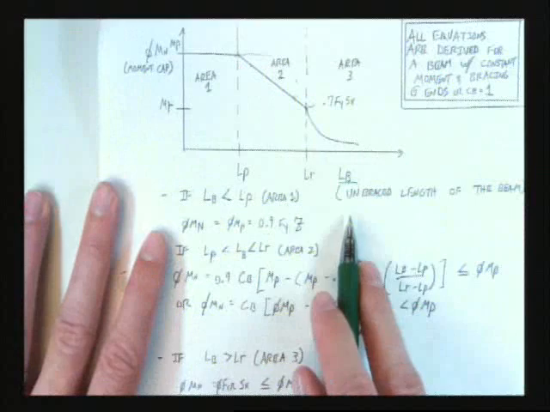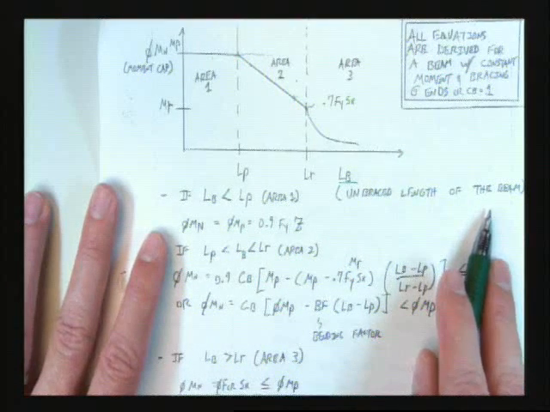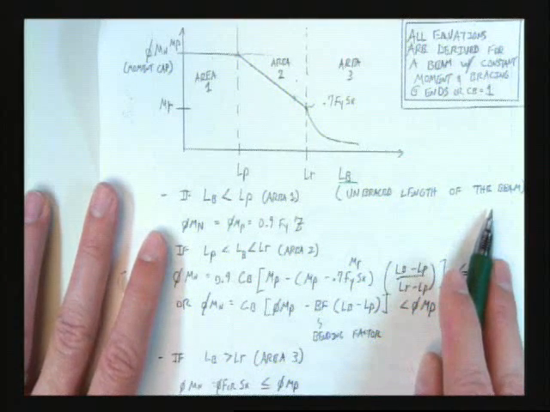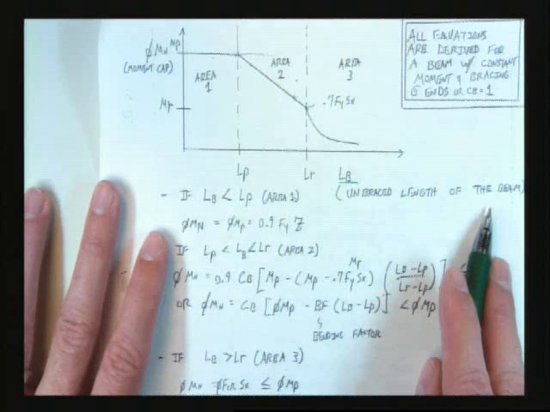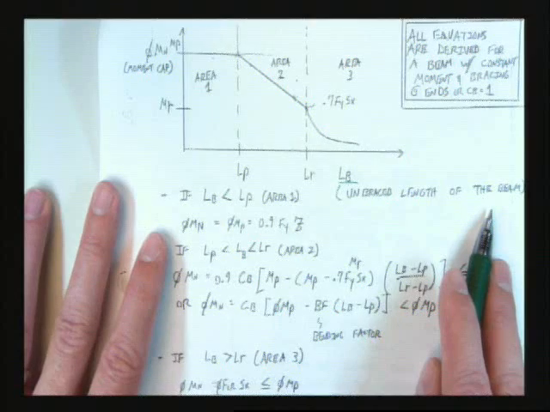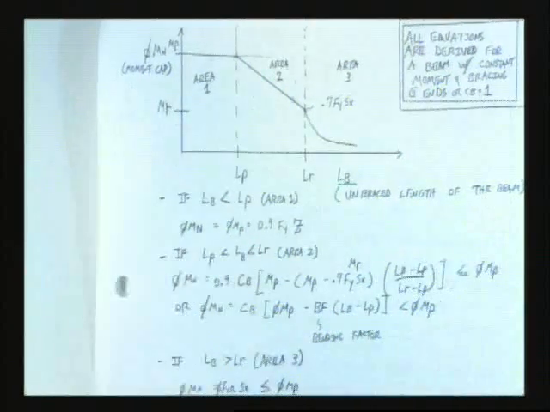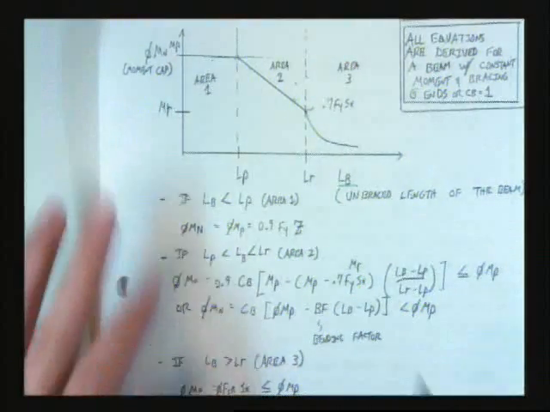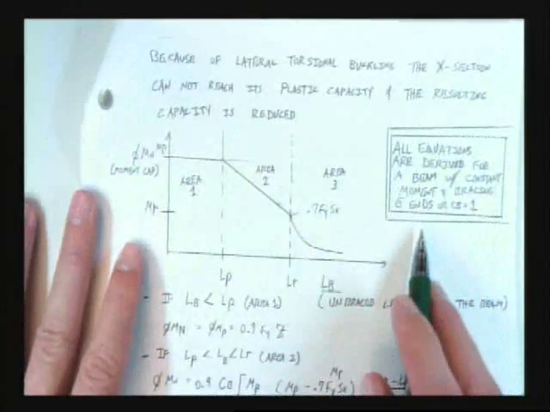And what is it? It's the unbraced length of the beam. The other way to say it is it's the length between the braces, right? The length between the braces. We're going to learn today that not all braces are created equal. Okay? Not all braces are created equal. And then we're going to learn another thing about C sub B.